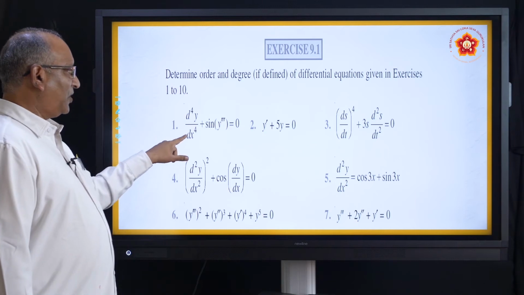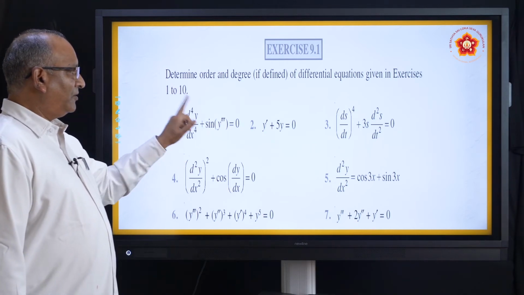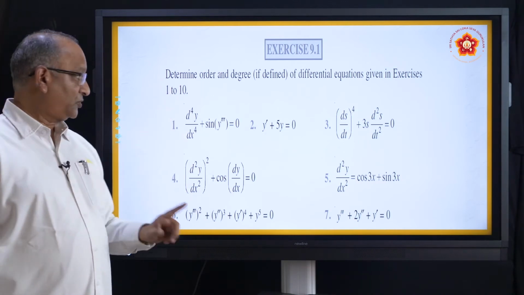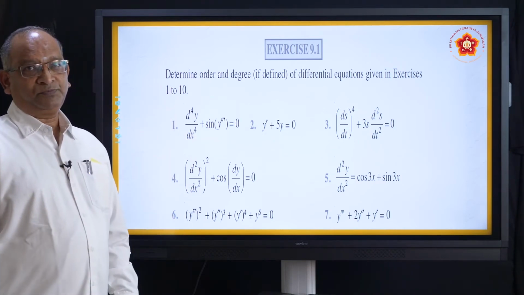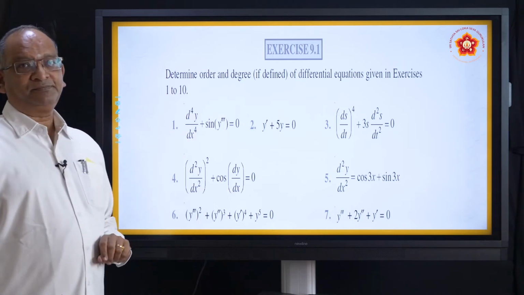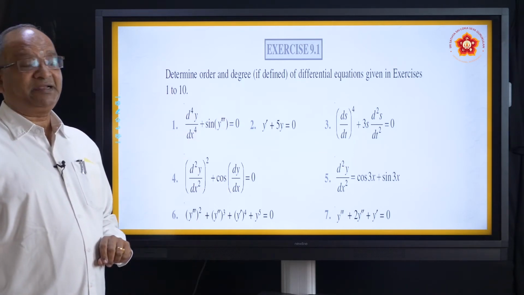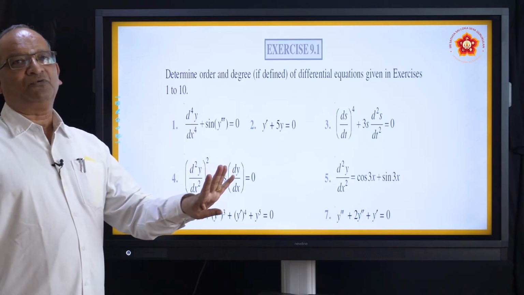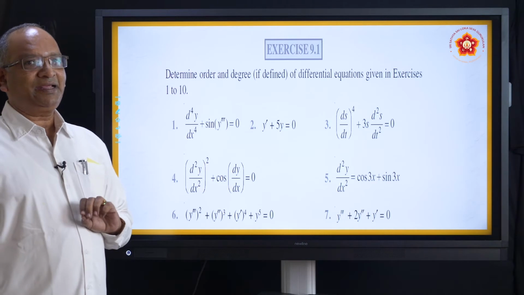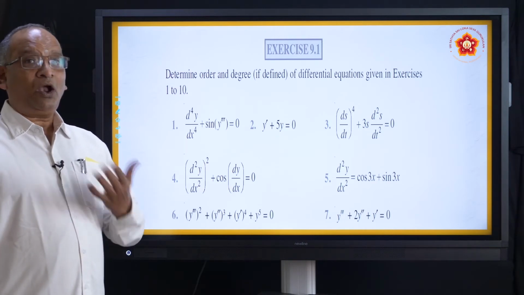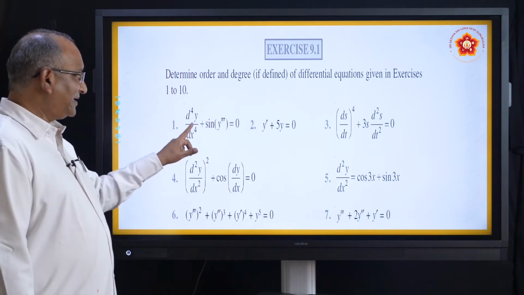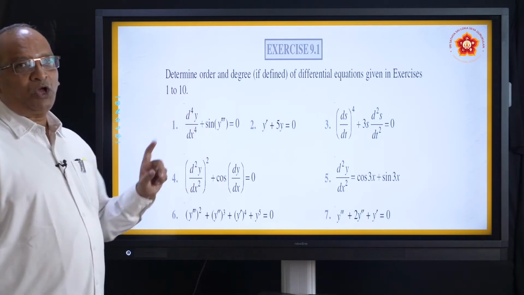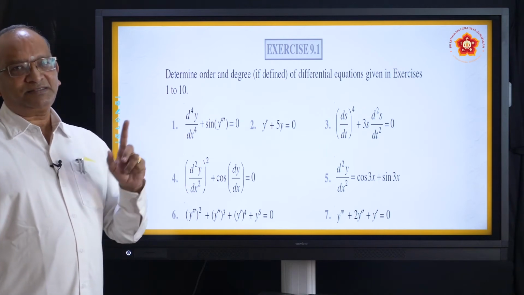d4y by dx to the power 4 plus sine of y triple dash. Y triple dash means what? d3y by dx cube equal to 0. What is its order? The highest derivative is of fourth order. So the order of the differential equation is 4. What about degree? Degree is not defined. Why is it not defined? Because there is sine of d3y by dx cube. So for the first problem, the order is 4, degree is not defined.